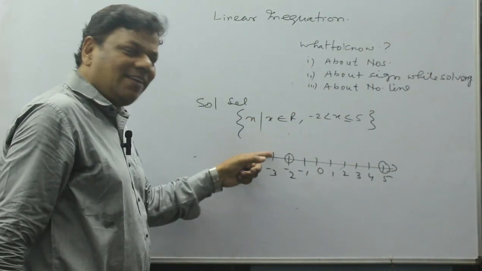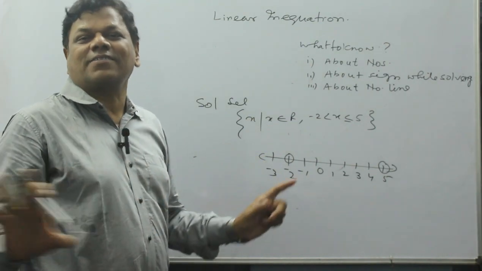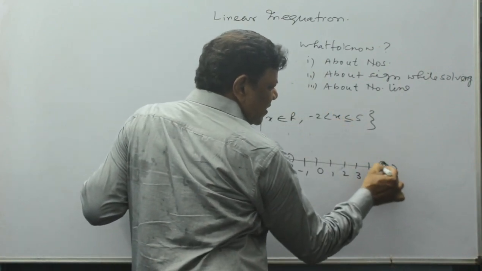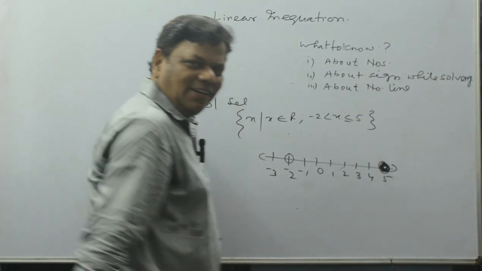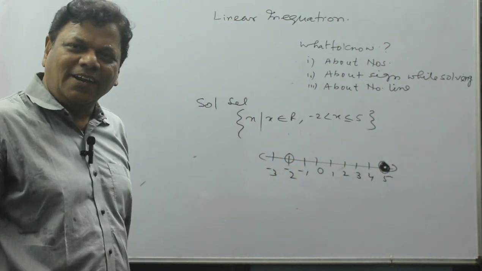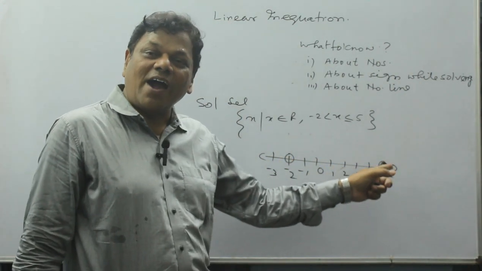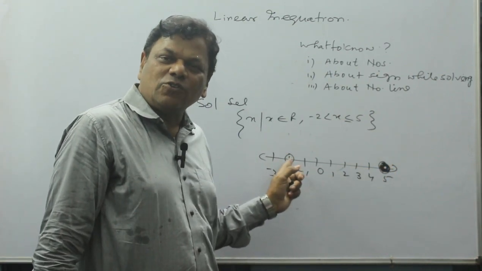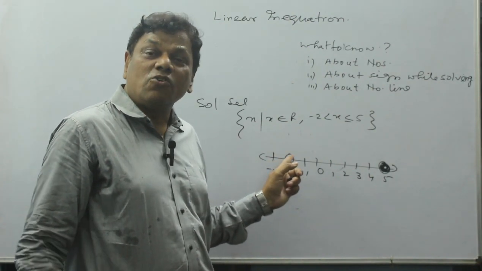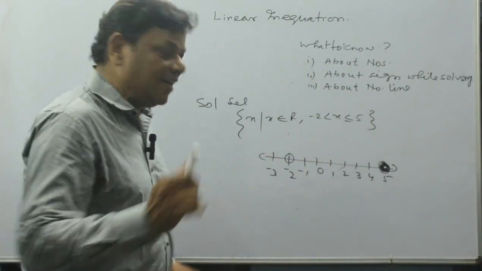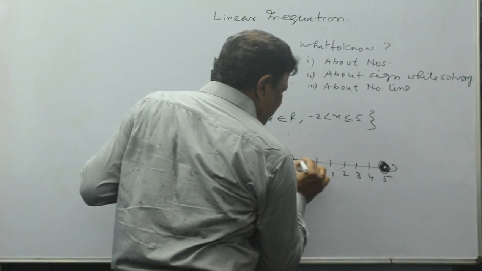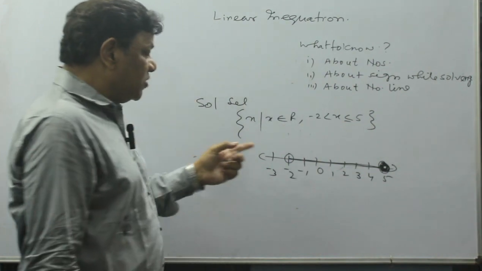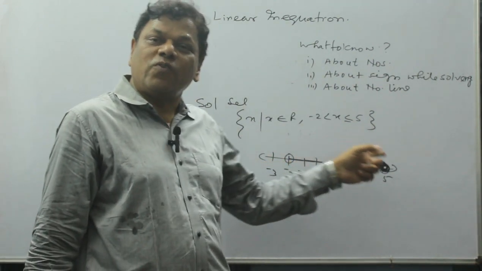So when the equal to sign is not given, you have to keep it blank. That means the circle is there but not a dark circle. Here the equal to sign is given, so it should be a dark circle. Understand, children? What is the meaning of a dark circle and not a dark circle? A dark circle means 5 is included. If it is not a dark circle, that means minus 2 is not included. Then what I will do? With the help of a scale, I will make this line a little darker. So this is my answer, minus 2 to 5.